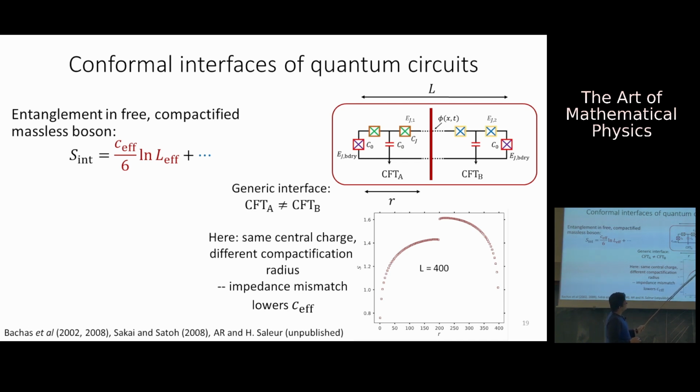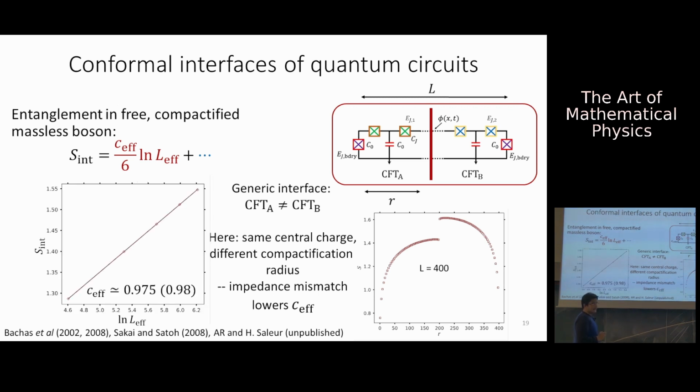So this is the data now for the entanglement entropy for different bipartitionings. So you see, as you go through the interface here, there is a jump. This is because the Luttinger parameters, or the compactification radii, on the two sides are different. Now we can look at the entropy at the interface and scale it with system size. And remarkably, it's still a straight line. And now the coefficient that we get is 0.975, and the predicted coefficient is 0.98.